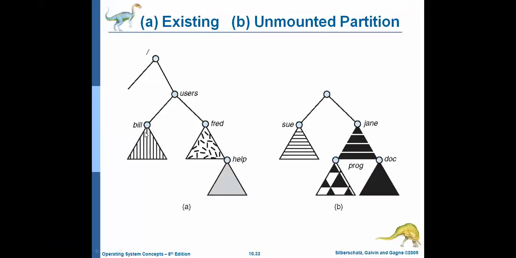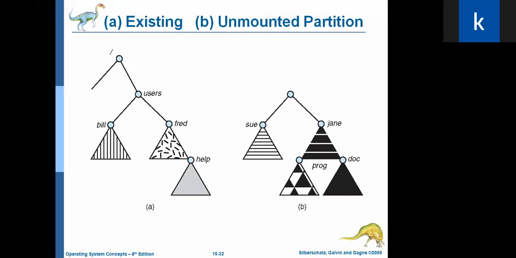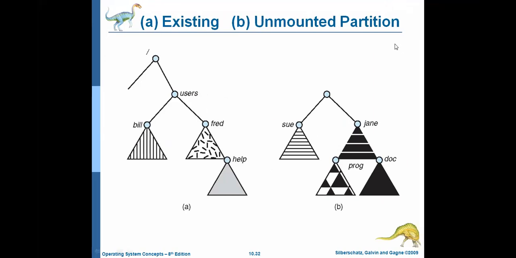We observe here this is the existing file system and B is an unmounted partition. Follow the cursor please. This is an unmounted partition, that means a detached one. It is not attached to any file system. This particular partition I want to attach here at users. That means users is the mount point where I want to attach this file system.